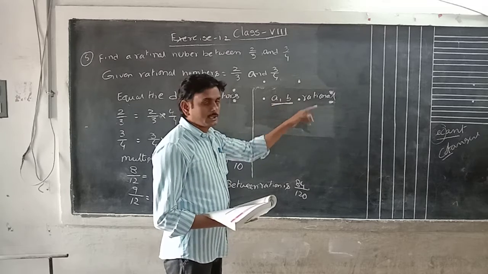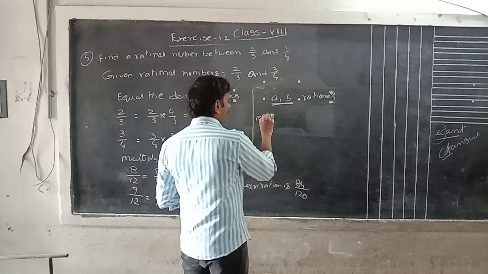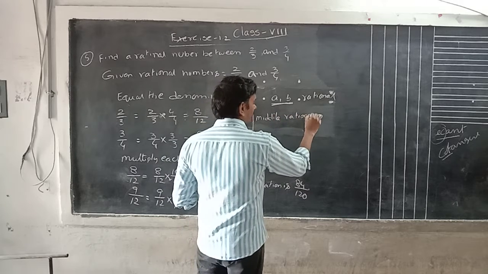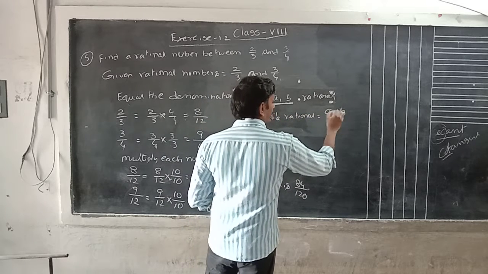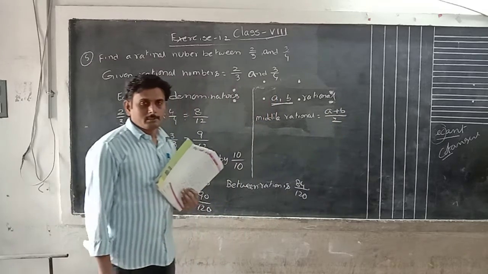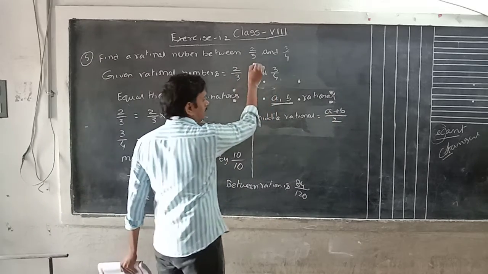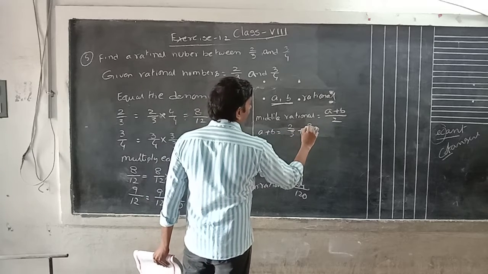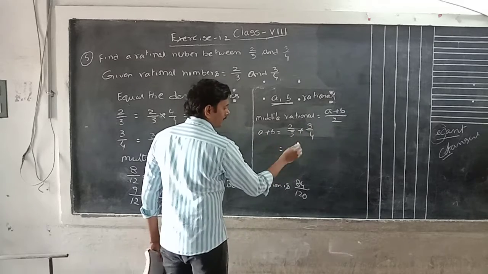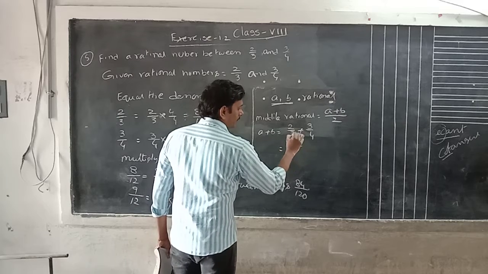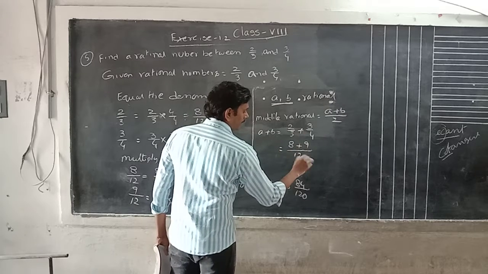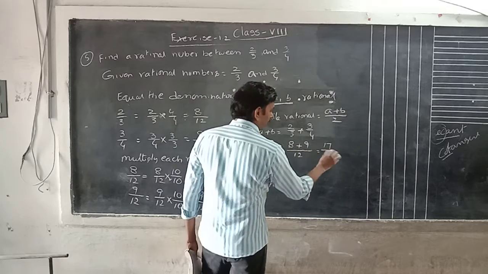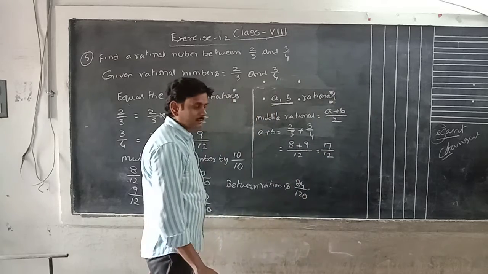Okay, A, B are two rational numbers. The middle rational number is equal to A plus B by 2. That means we have to add these two first. A plus B equals 2 by 3 plus 3 by 4. That means applying the formula: 4 twos are 8, 3 threes are 9, 4 threes are 12. That means 9 plus 8 is 17. 17 by 12.